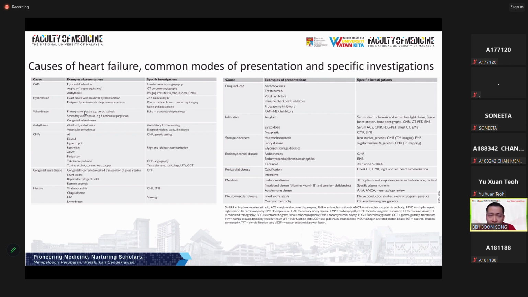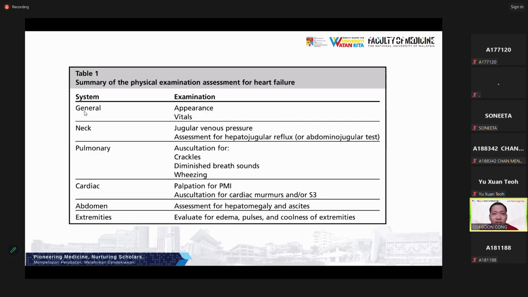And the rarer form is the infiltrative types, which is amyloid and sarcoid. Those who attended the medical CME 2 weeks ago, they discussed about sarcoidosis, one of the patients. So there are so many causes, difficult to remember.